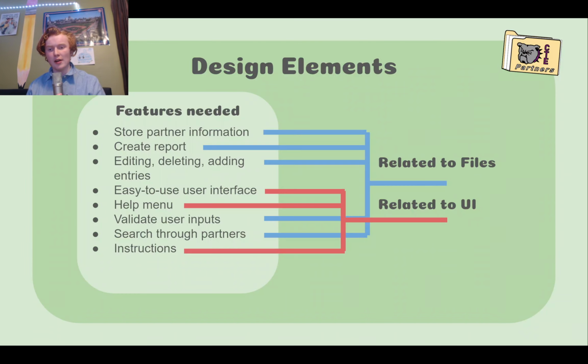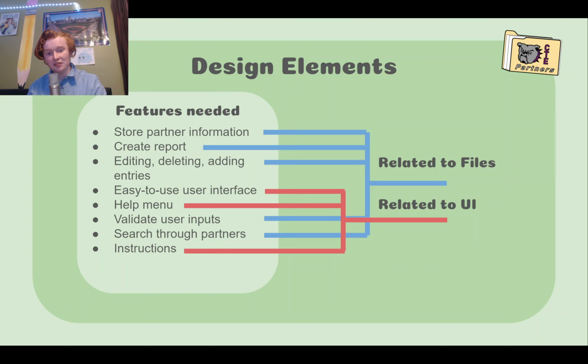This competition required us to create a program for the CTE wing of our school to store any partners of the program. Here are some features that were needed: you needed to be able to store partner information, create a report, edit, delete, and add entries, have a good user interface, a help menu, and instructions. You needed to be able to search and filter through the partners, and also validate user input so they couldn't just add random stuff. I took these necessities and I categorized them into two different categories.